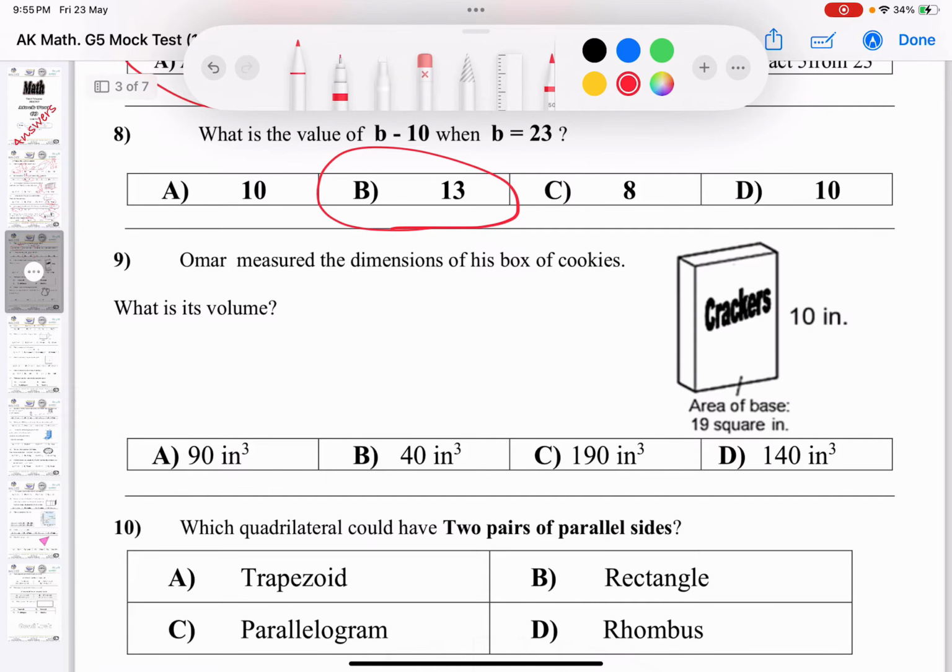Now, Omar measured the dimensions of his crackers. What is its volume? Now we have another rule for the volume, so we can find the volume by area of the base multiplied by the height. Well, we have here 19 multiplied by 10, so it will be 190, okay?